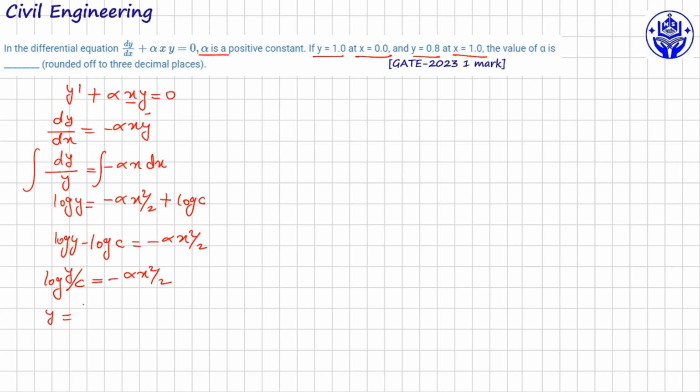Then my y is nothing but, if I take the exponential on both sides, I can write c into e to the power minus alpha x square by 2. Now this is the solution.